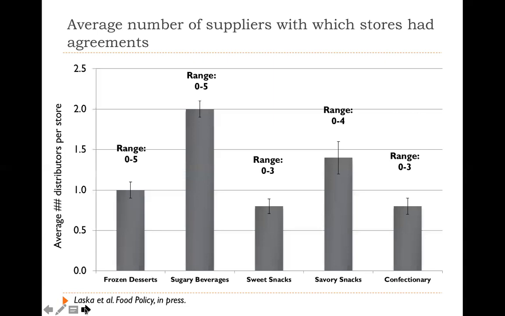Interestingly, there are some categories for which there are clear market leaders in distributors. So for sugary beverages, it was clearly everybody had a contract with Coke or Pepsi or both. For savory snacks, I think about 80 or 90% of the sample had agreements with Frito-Lay. There was much more heterogeneity when we looked at some of these other product categories.